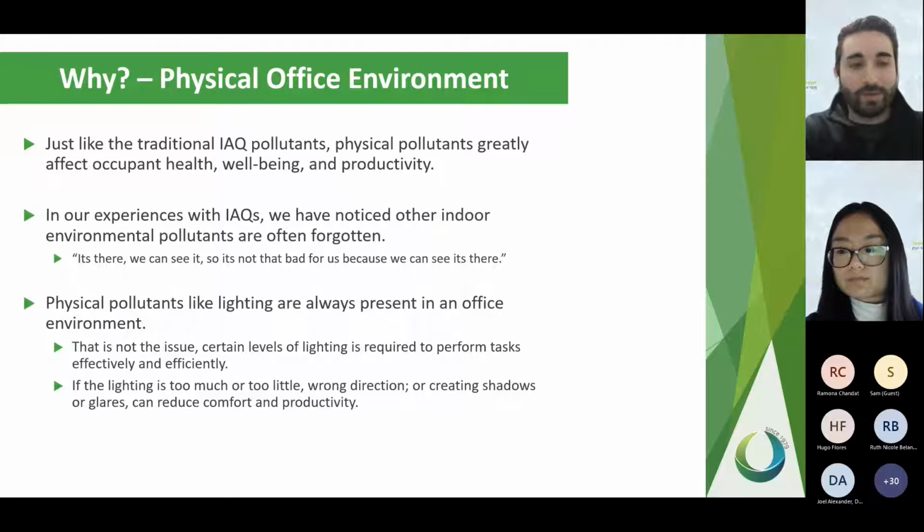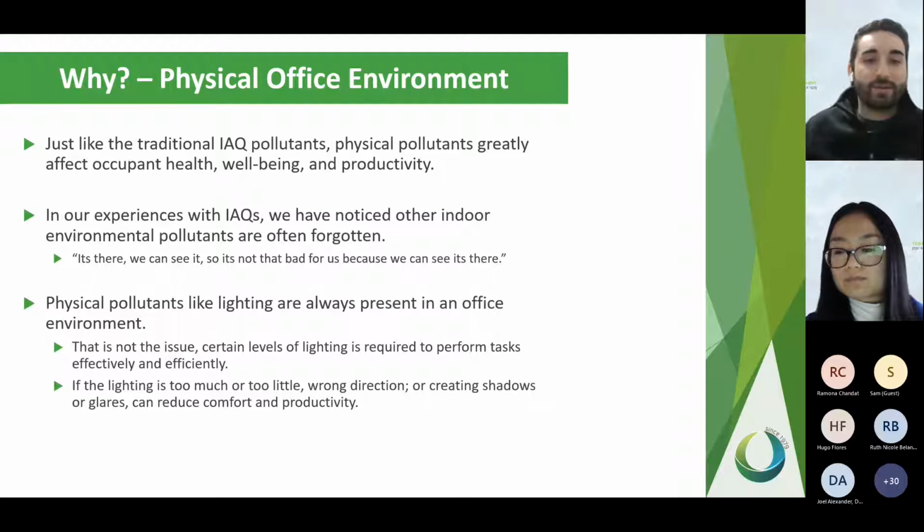And one time I brought this up with someone on site, and they told me that this quote here. So they said, it's there, we can see it. So it's not that bad for us because we can see it's there, unlike the air, we can't really see the air. And I kind of chuckled at it because, yeah, you can see it's there.